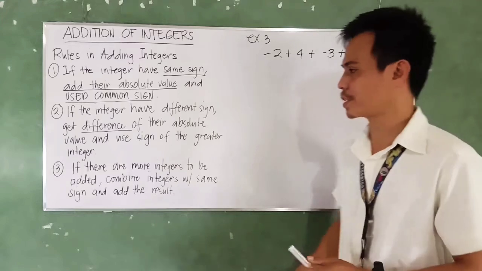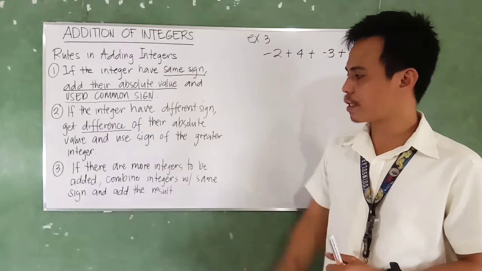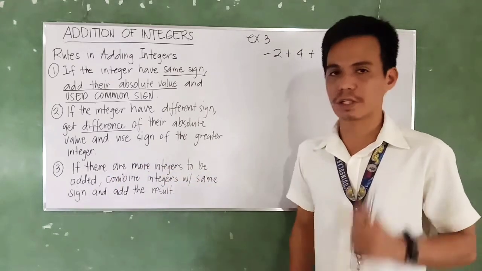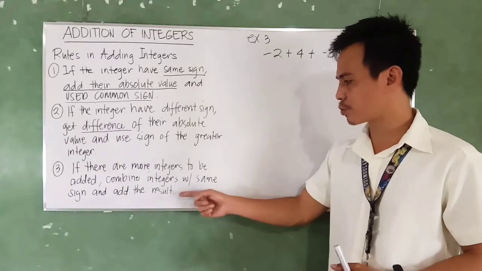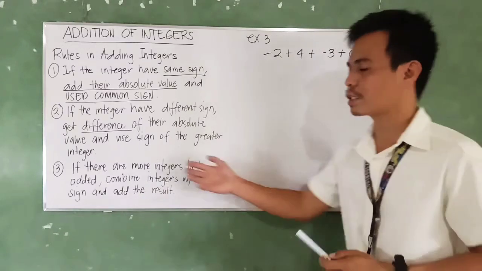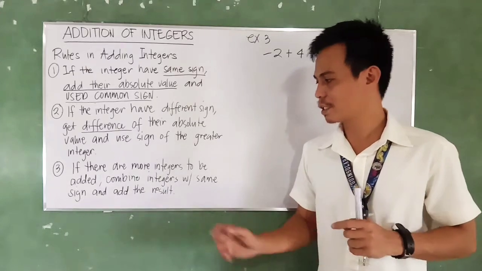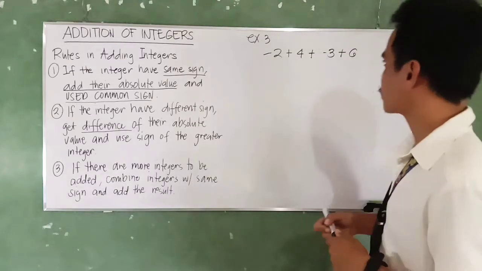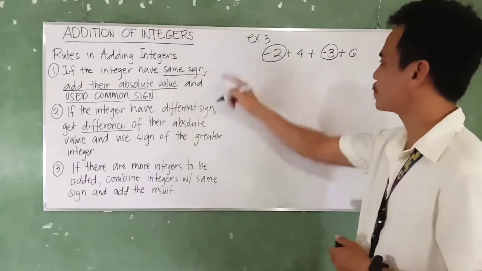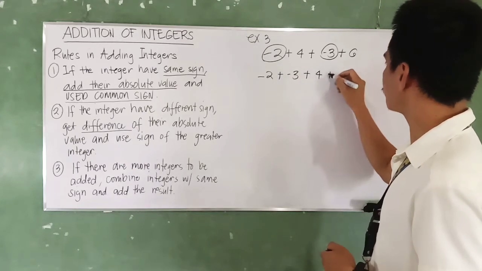Okay, example number 3. And with the rule number 3. If there are more integers to be added, so kung marami daw tayong i-add na integers, yung gagawin natin is combine integers with same sign and add the result. So, gagawin daw natin, guys, is pagsamahin muna natin yung magkakaparehong sign, pagtatabihin natin, and saka natin i-add. Okay, so therefore, pagsamahin muna natin yung negative and negative 3. So therefore, this is negative 2 plus negative 3 plus 4 plus 6.